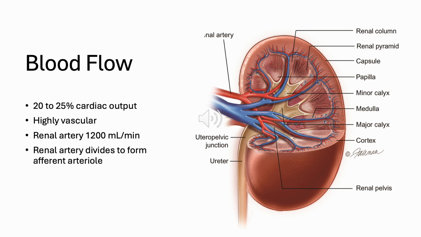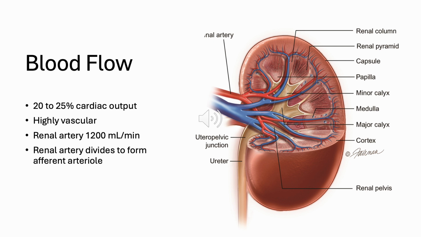The kidney is also highly vascular. To give you an example, you don't have to memorize this, but 1,200 mLs per minute of blood flows through the renal artery. That's per minute. Think of an IV bag, which is 1,000 mL. Add a little bit to that, and that's how much blood is going through your renal artery per minute. And then the renal artery divides to form the efferent arteriole.